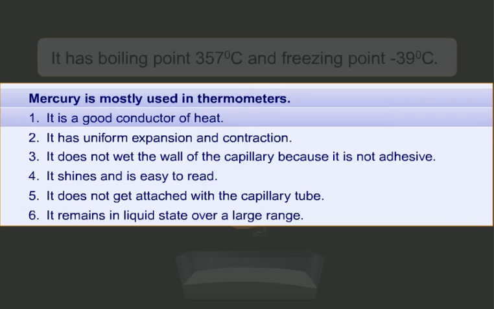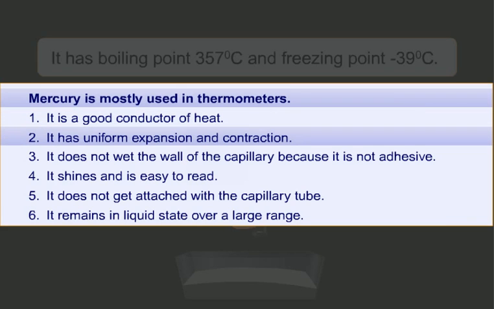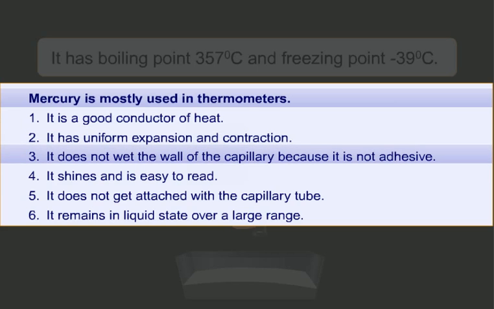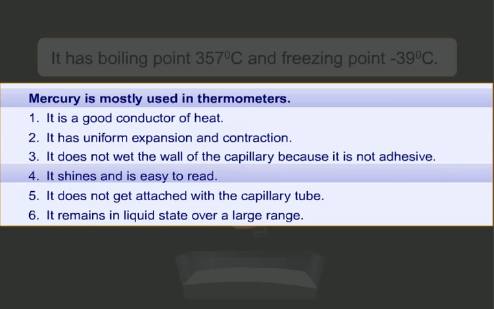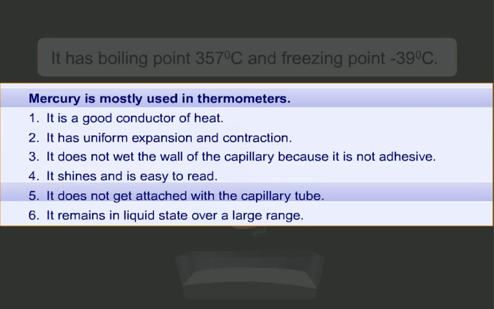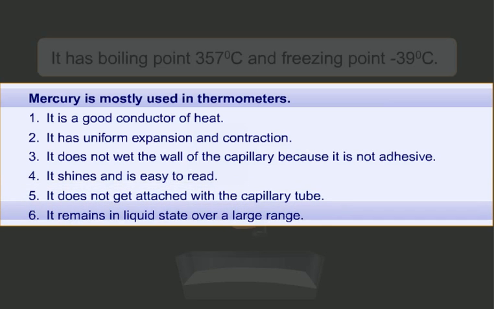Mercury is a good conductor of heat. It has uniform expansion and contraction. It does not wet the wall of the capillary because it is not adhesive. It shines and is easy to read. It does not get attached to the capillary tube. It remains in liquid state over a large range of temperature.